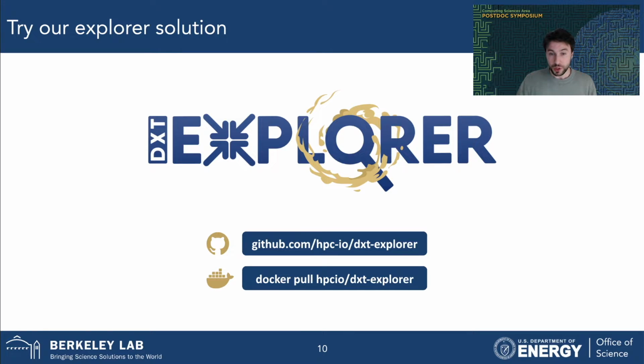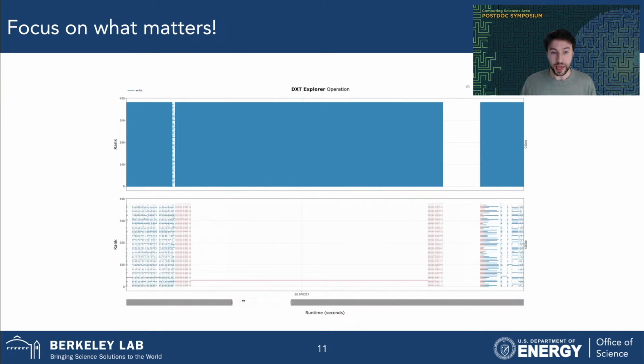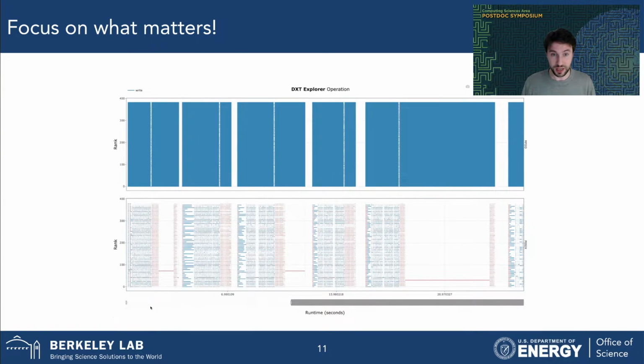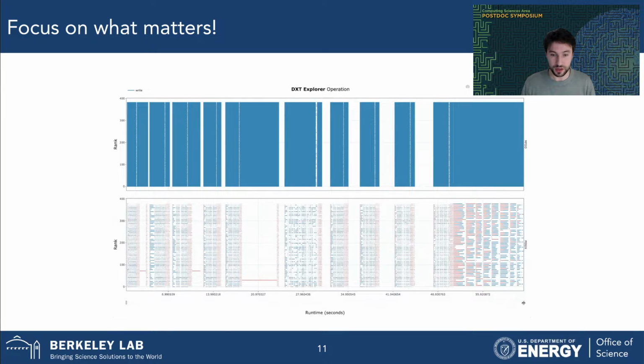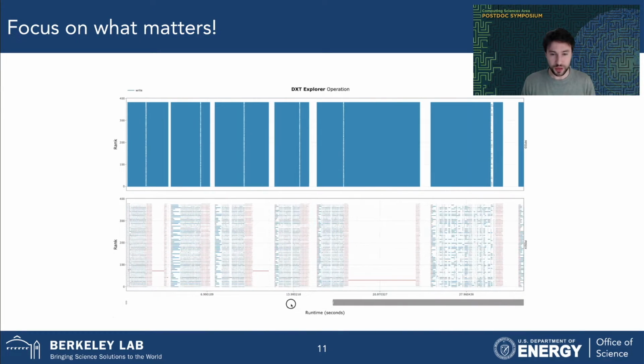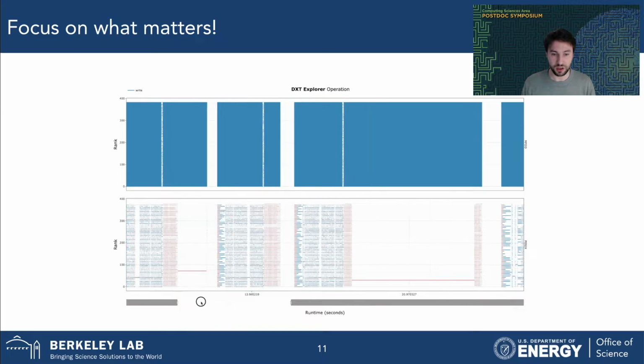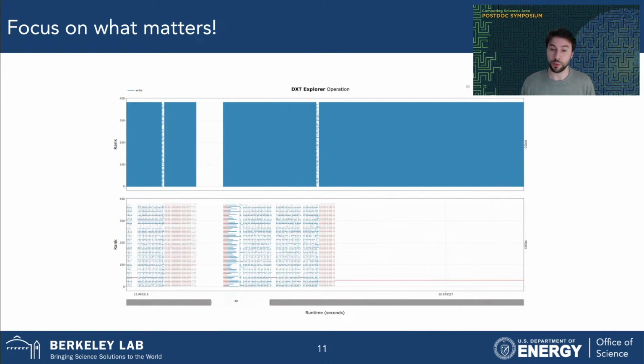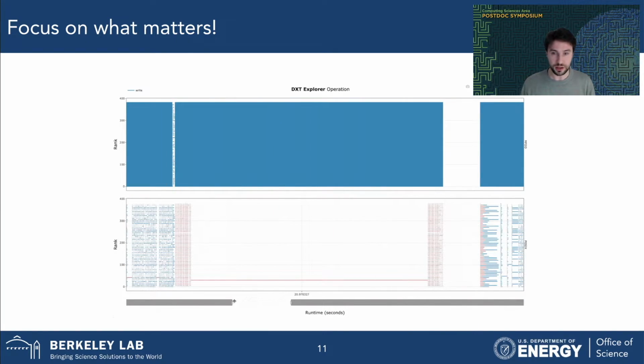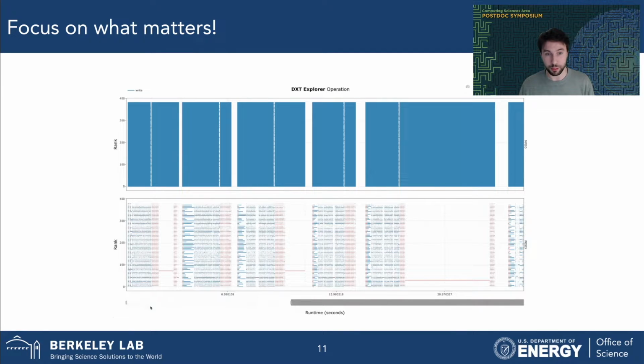So we propose the DXT Explorer tool, which is a way of visualizing those traces in an interactive fashion. You can access the source code on GitHub or pull our Docker image. And some of the features available in DXT Explorer allow us, for instance, here to focus on specific periods of time. And each one of the points that you're seeing here represents I/O operations on the different layers. On top, MPI-IO, on the bottom, POSIX.